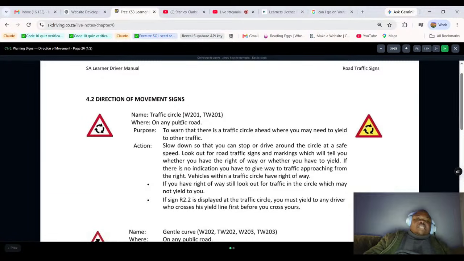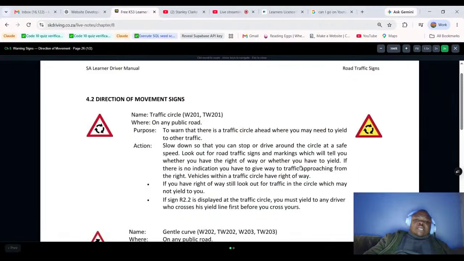Our first one is a traffic circle. It's found on any public road, and the purpose is to warn you of traffic ahead where you may need to yield to other traffic. You need to slow down or drive around the circle at a safe speed and look out for traffic. Markings will tell you whether you have the right of way or whether you have to yield. If there is no indication, you have to give right of way to traffic approaching from the right.